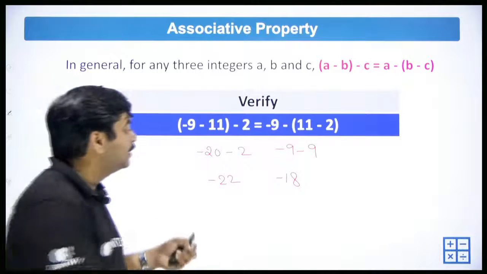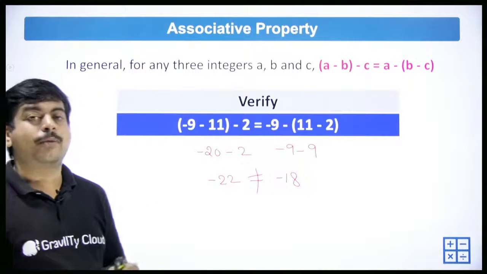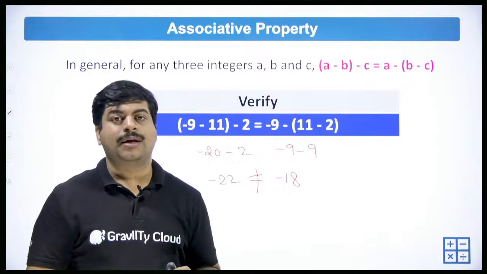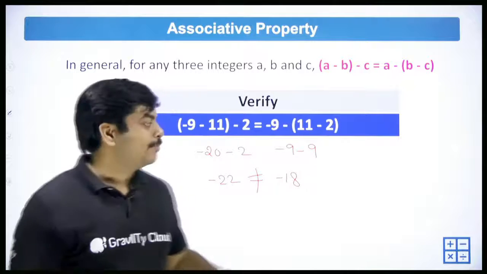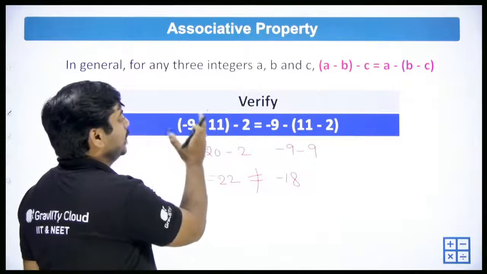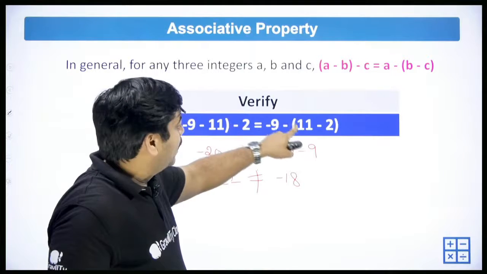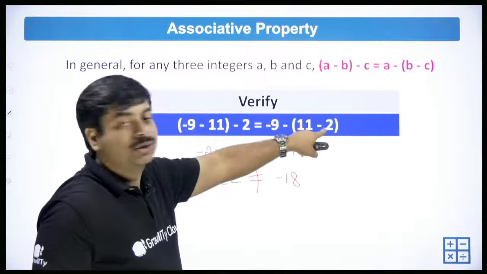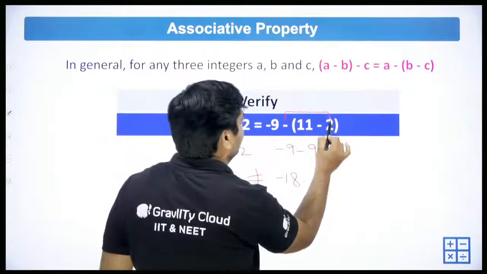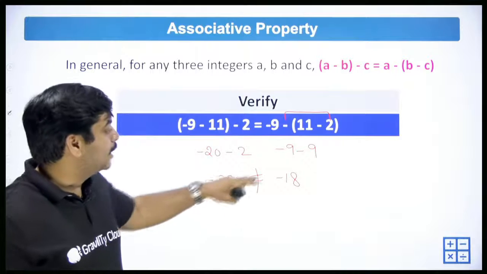Why are we getting this difference? Why are these two numbers not the same? Because we have a property: negative into negative is a positive. So here you can see all these are negatives. Minus 9, minus 11, minus 2, we got minus 22. But here, minus 9 is cut, minus 11 is cut, but minus of minus 2 will give you plus 2, and that is the difference. That is the way we are getting minus 22 here and minus 18 here.